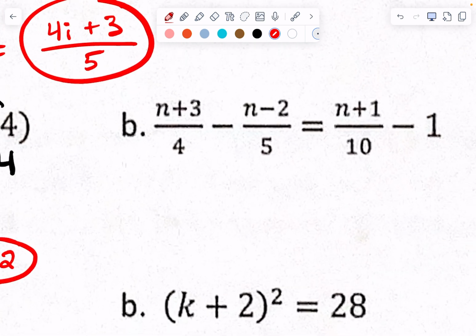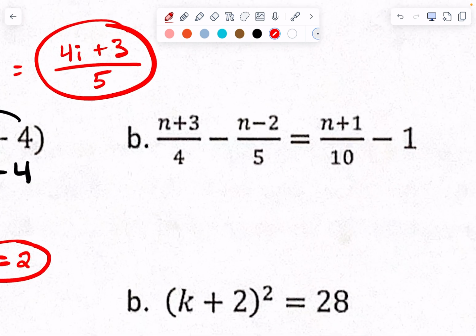Okay, what about b? 20. Find a common denominator. Yeah, 20. Yep, this one's over 1, right? So I'm going to have 20.